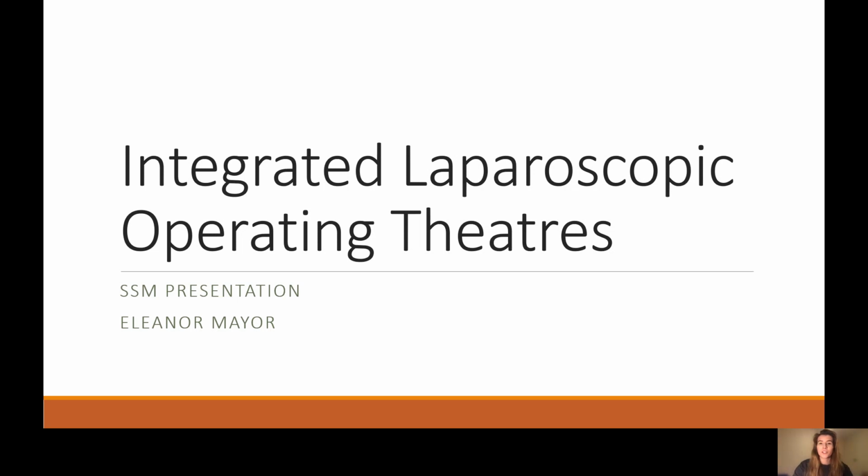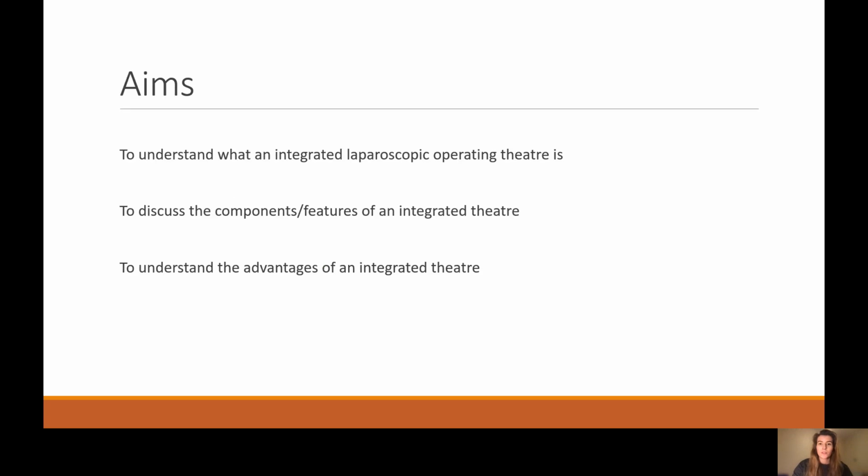Hi, and welcome to this presentation on integrated laparoscopic operating theatres. So the aims of this presentation are firstly to understand what an integrated laparoscopic theatre actually is, then to review the components and features. Included in this, I'll also be looking at considerations taken into account when designing an integrated theatre. Then the final aim is to discuss the advantages of these theatres.